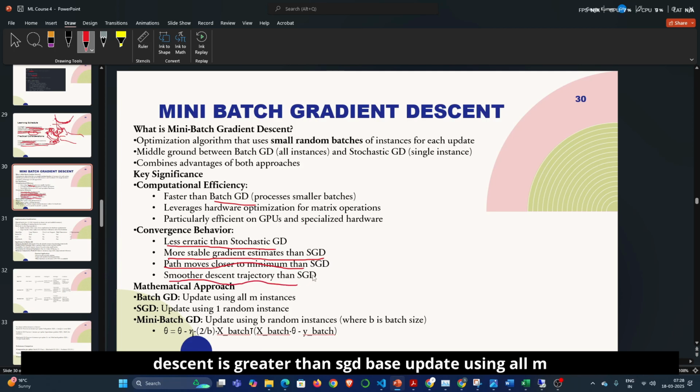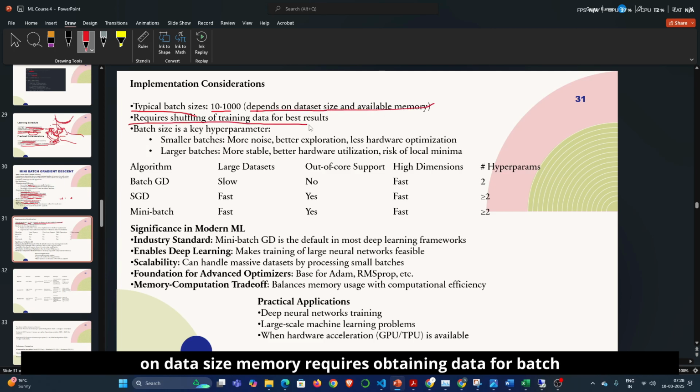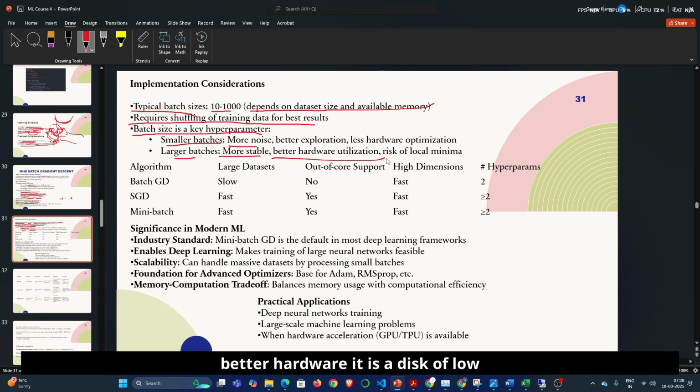Batch updates use all m instances, SGD updates use one random instance, and mini-batch updates use b random instances, so one, two, three instances will be there. Again, it's somewhere in the middle between SGD and batch, nothing new. Typical batch size is 10 to 10,000, depending on data size and available memory, and it requires shuffling the data for best results. Batch size is a key parameter. Smaller means more noise, larger means more stable. Better hardware reduces the risk of local minima.